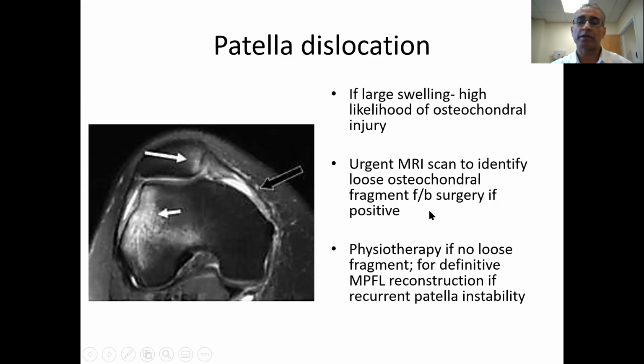If there's a loose fragment, that patient needs urgent surgery. But if there's no loose fragment, we need physiotherapy to get the knee mobile. But you need to warn the patient and family that there is a high risk of recurrent dislocation because this structure, the MPFL, remains weak. If the patient dislocates again, you may want to consider reconstructing that ligament to prevent any further patellar instability, but that can be done on an elective basis.